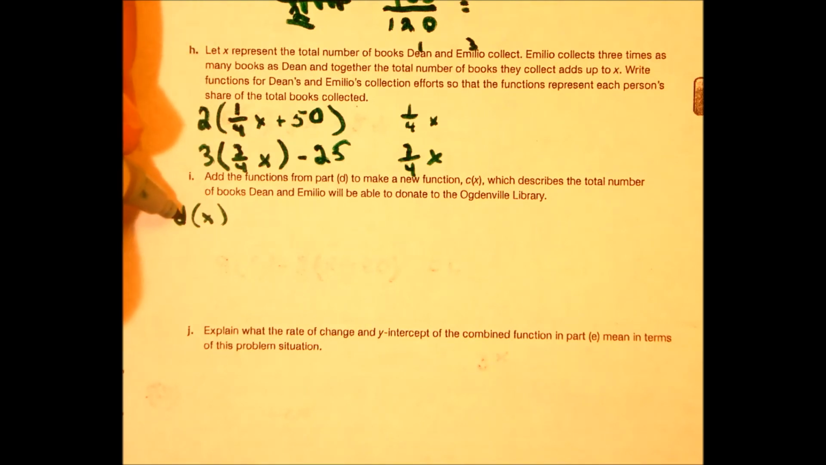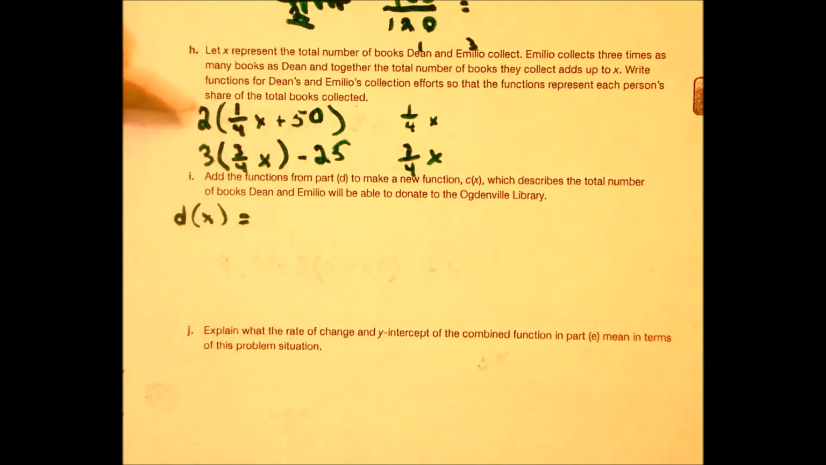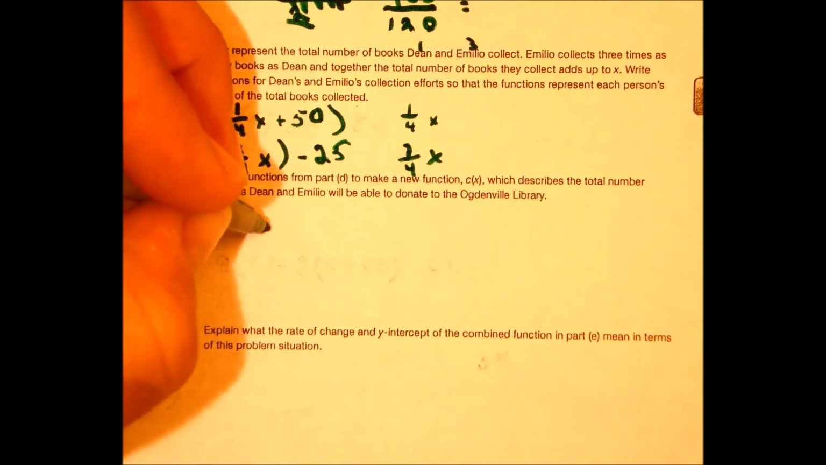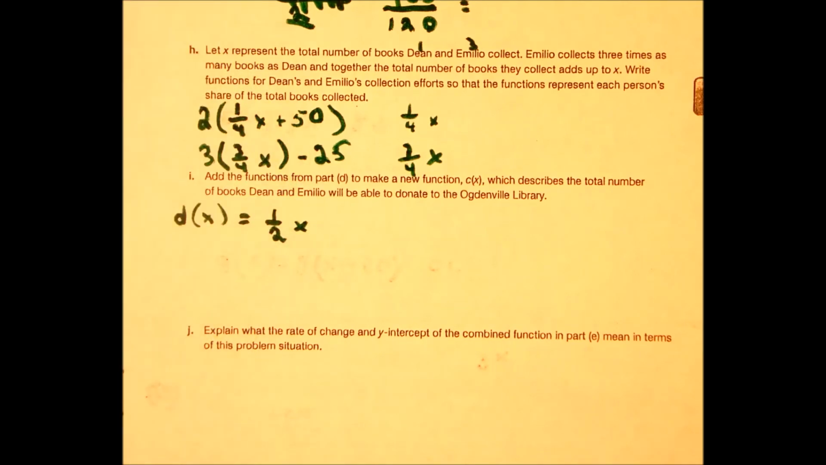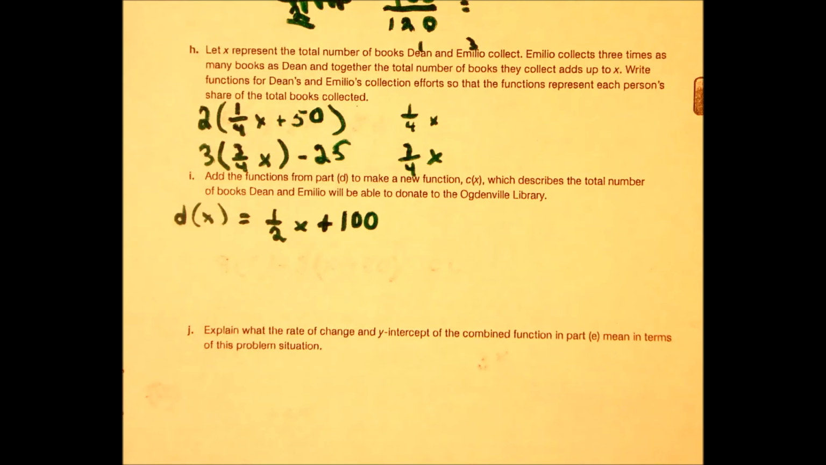So we have d of x, and that equals the expression I have written right here. And I'm going to distribute it. So hopefully you know that 2 times 1/4 is 2 times 1 divided by 4, which you should know is 1/2 x, or 0.5. But I would keep things as fractions. 2/4 is 1/2. Then 2 times 50, which is 100.